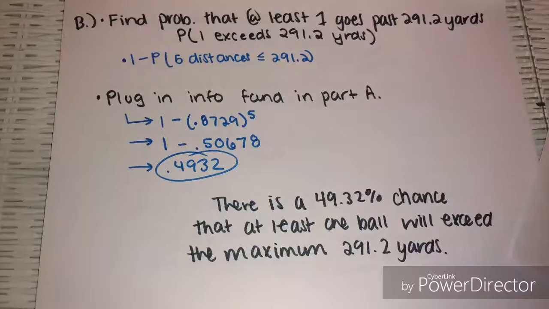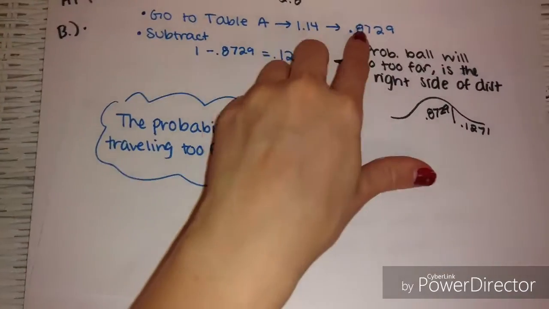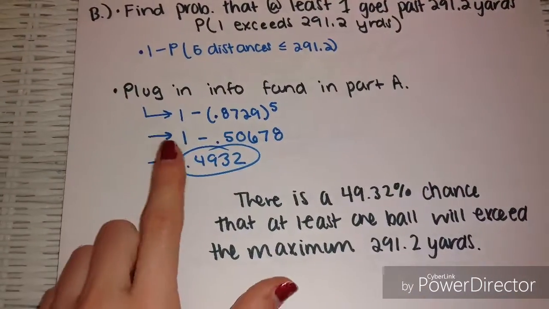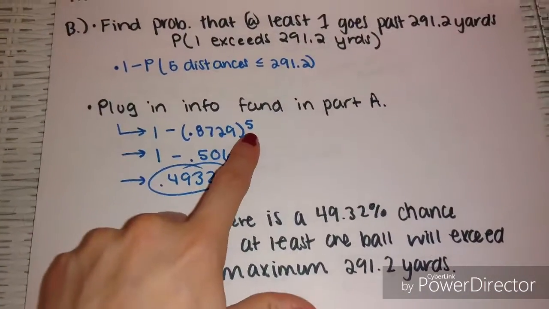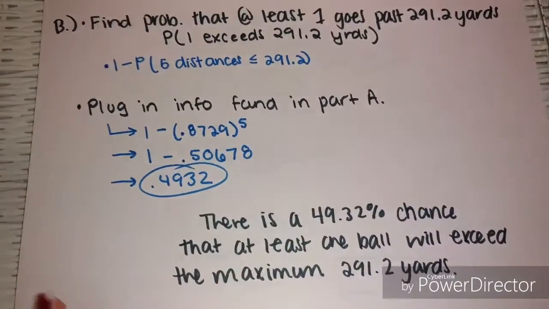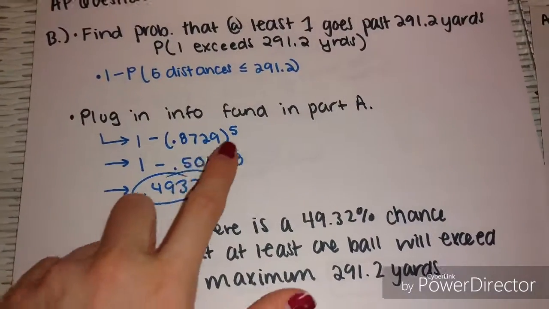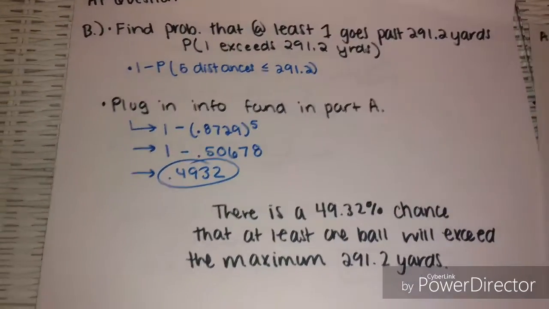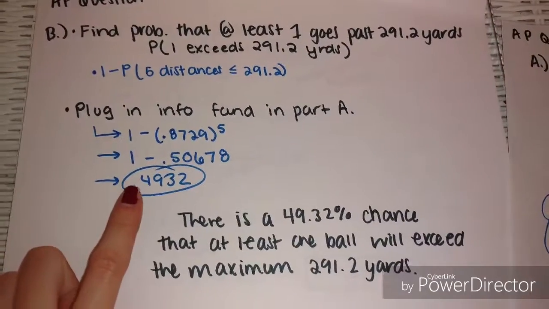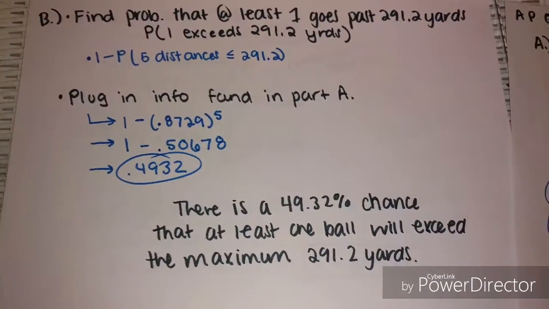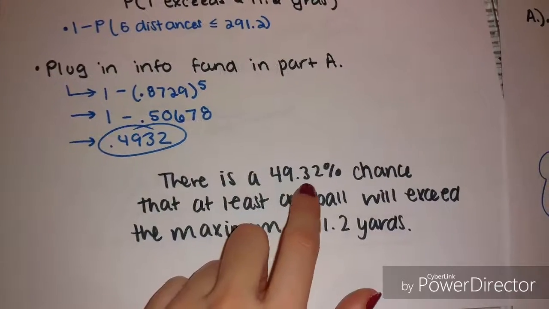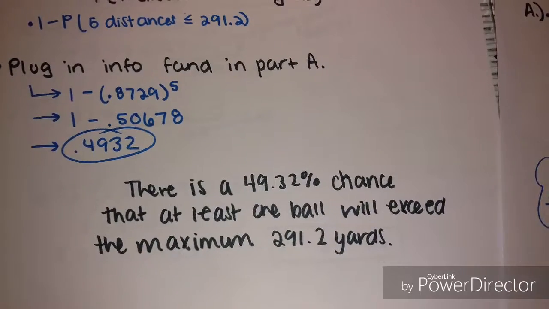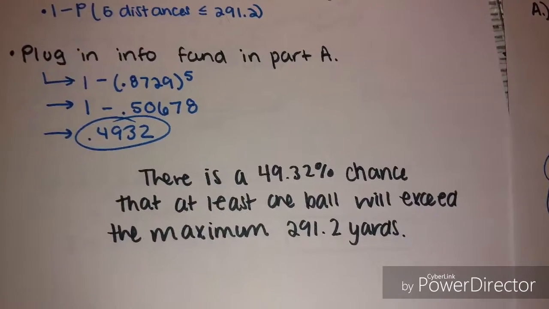We're going to plug in the information we found in part A, our 0.8729 found from Table A, and we're doing that to the 5th because of our 5 different distances, and so that ends up being that, and we take 1 minus 0.50678 to give us 0.4932, and that gives us a 49.32% chance that at least one ball will exceed the maximum 291.2 yards.